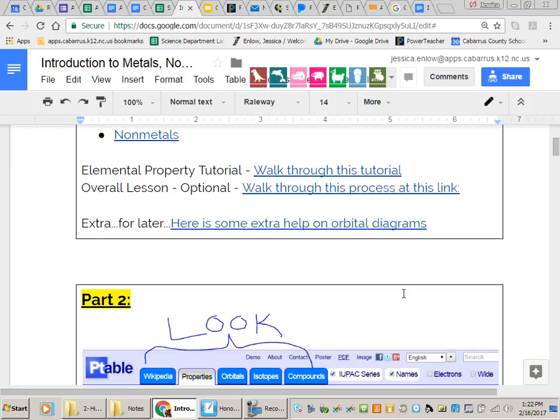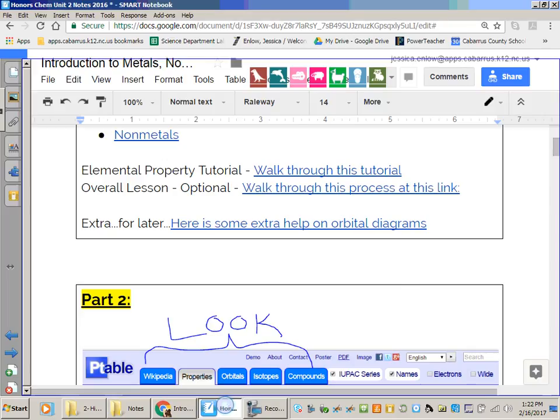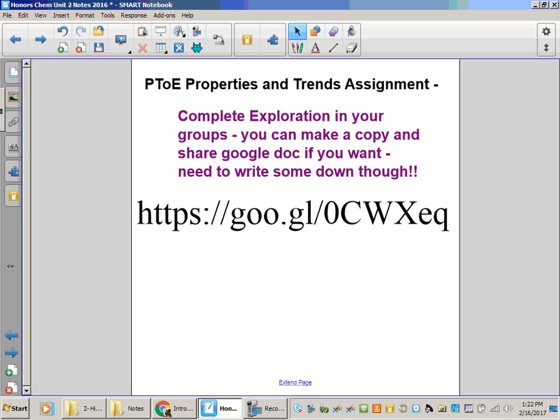I don't even know. It was like the HTTPS with two dots backslash, and then it was like goo.gl backslash. I got you. Zero CW.